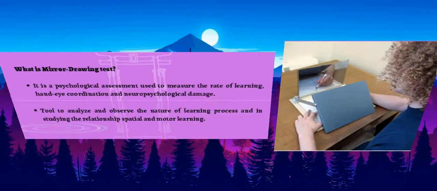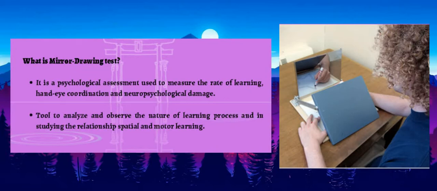So, in the next slide, we have the mirror drawing test. It is a psychological assessment used to measure the rate of learning, hand-eye coordination, and neuropsychological damage. So, this is a tool to analyze and observe the nature of the learning process and in studying the relationship of spatial and motor learning. So, we can see an example picture of the mirror drawing test in this slide.